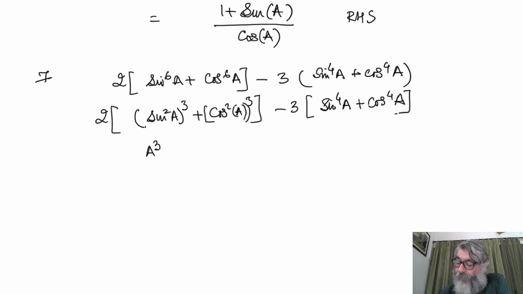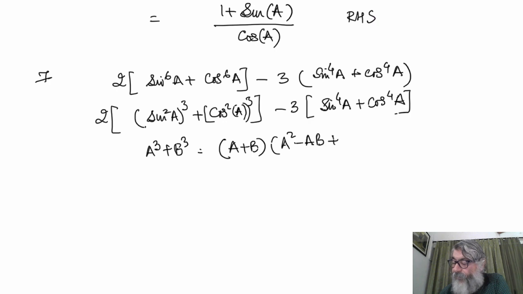a cube plus b cube has factors a plus b into a square minus ab plus b square. So here it is sine square a to the power 3 plus cos square a to the power 3, and you realize that in place of a I have sine square a, in place of b I have cos square a. So let us see what do we get.